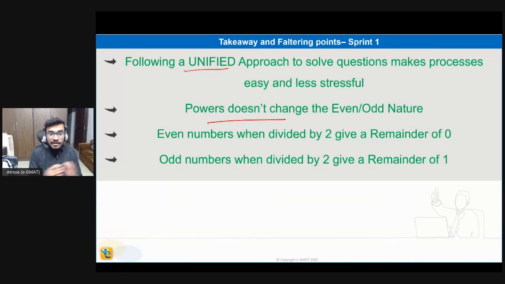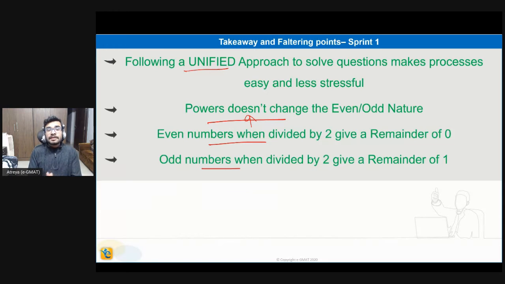The second thing, a very important key takeaway that would help us lower the complexity of the entire problem, is if you remember that power does not change the even-odd nature of the expression. This would reduce the complexity of the entire question by a lot. When you start realizing that if I have powers, I just need to let them go. Again, two very important things. If we have even numbers, then the remainder is always zero when I divide them by two. If we have odd numbers, when I divide them by two, I get a remainder of one.